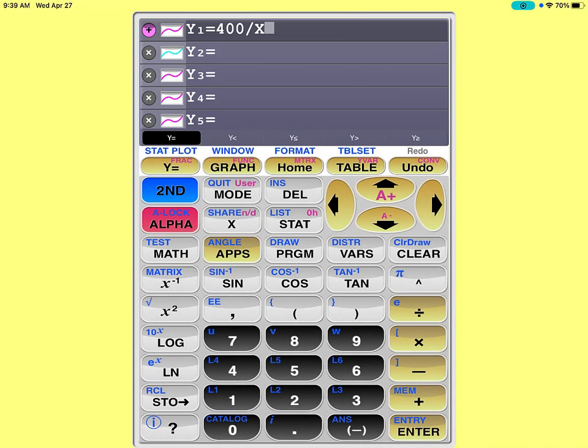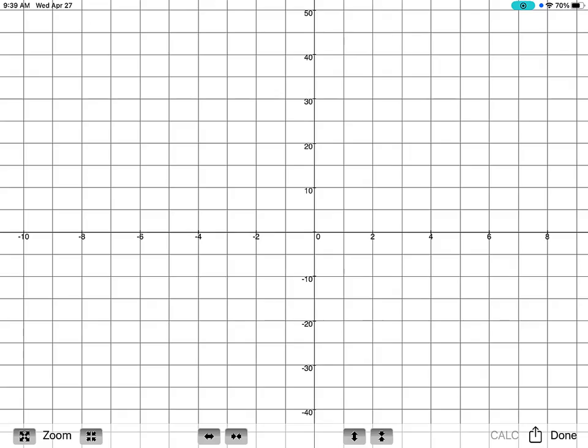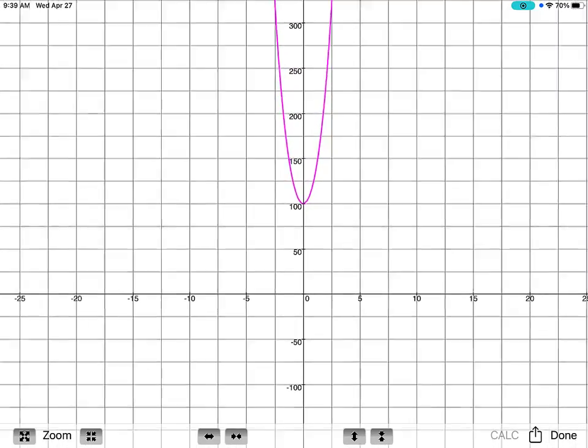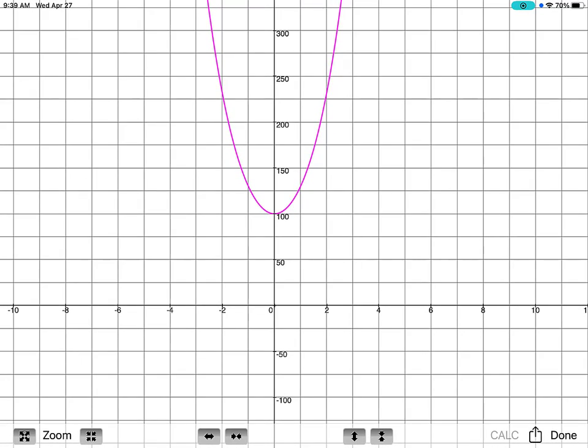So go to y equals, clear. Then we're going to type in x to the fourth. That's my trick. Just type in x multiple times. And then plus 29x squared plus 100. Just press graph. And you might need to manipulate your graph. Okay, so my graph's way up here. And here's the question. Does it cross the x-axis?